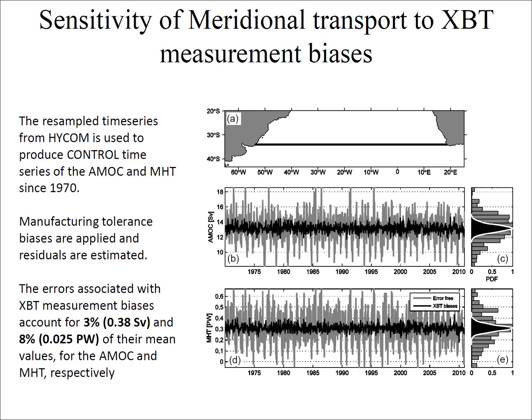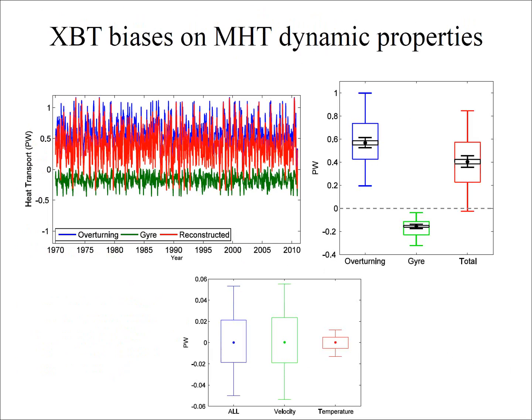And so we add all three tolerance errors from distributions given by the manufacturer, and we see how these errors compare with the variability. The variability of the AMOC and the heat transport is here in gray, and just the errors, the residuals, would be here. So it would be about 3%, 8%. It generally agrees with the other errors we estimated, but it is generally smaller, just about 0.38. So it's not a big deal for these estimates compared to the other ones.